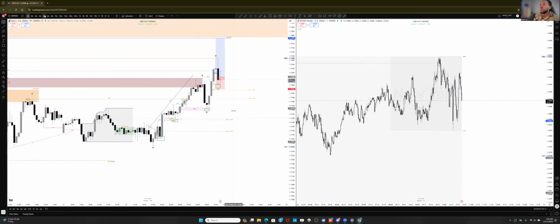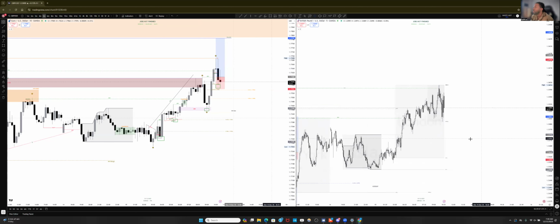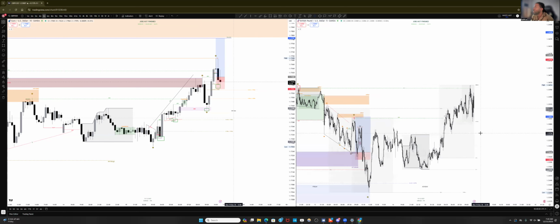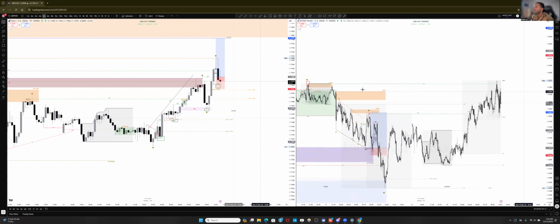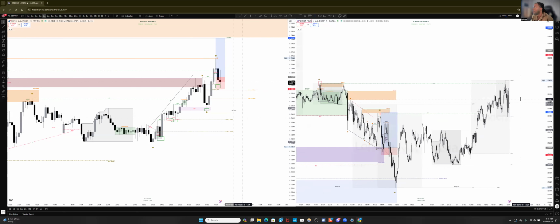So on a higher time frame, like 5 minute, GU doesn't look bullish. This medium inducement right here on GU, it doesn't look bullish, guys. GU does not look bullish.